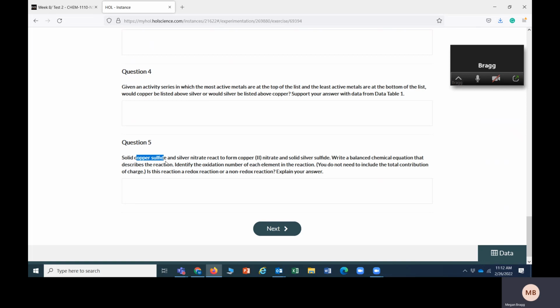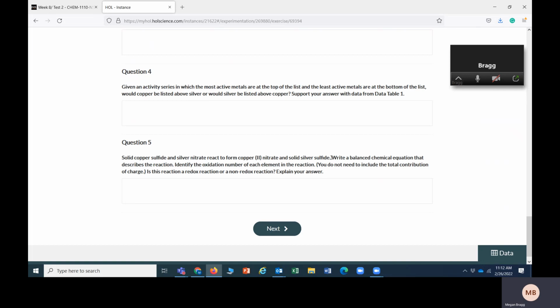So solid copper 2 sulfide, that's CuS, plus silver nitrate, AgNO3, makes. And then this is Cu. Nitrate is a -1 charge. Sorry, the copper is a +2. So you need 2 -1 charges to balance out your copper. And then silver is a +1 charge, and sulfide is a -2. So you're going to need a 2 by the silver part of it, in the subscripts.